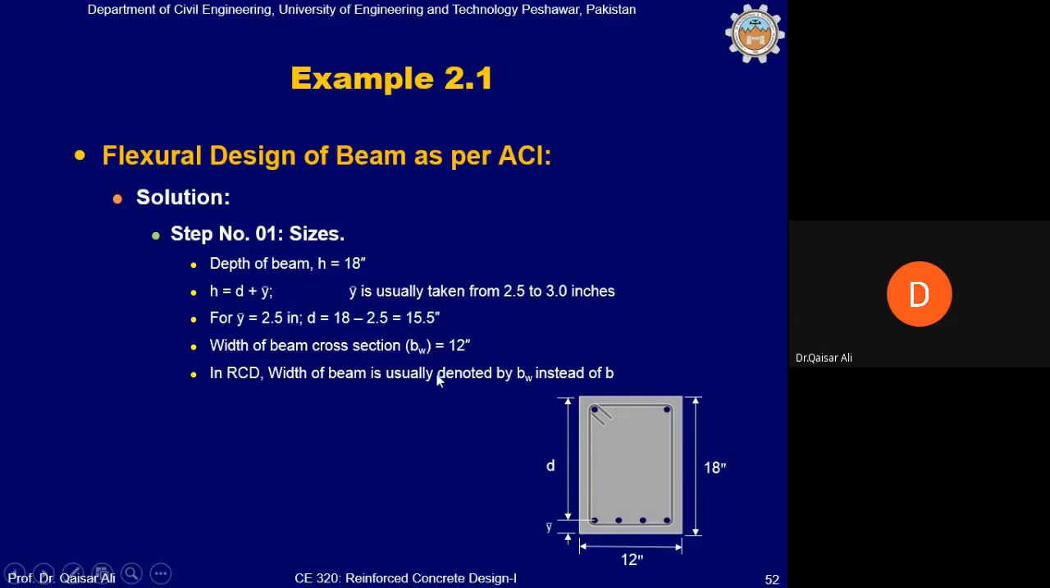There is another statement in this slide that b, which is the width of the beam, is generally expressed by b with subscript w, which means the web width. This is a general practice in RCD. Width of the beam is usually denoted by bw, web width. So instead of b, we will keep on writing bw for width of the beam in our next slides.